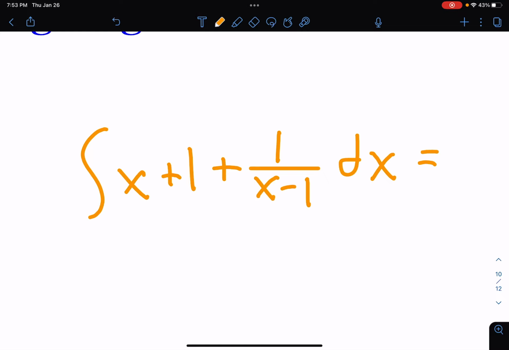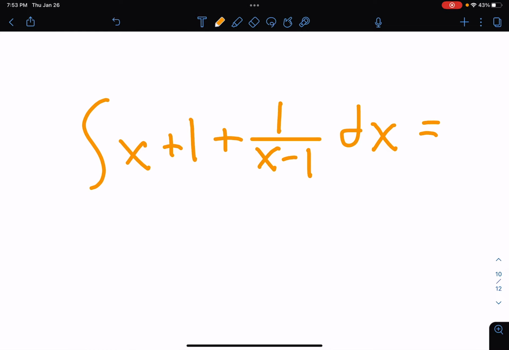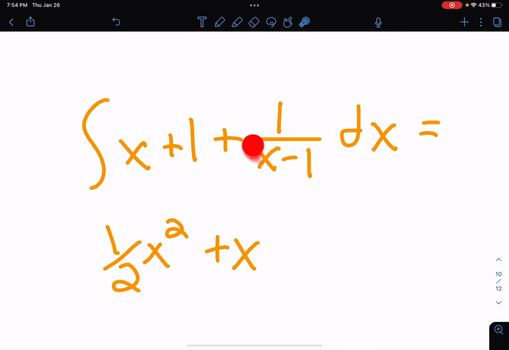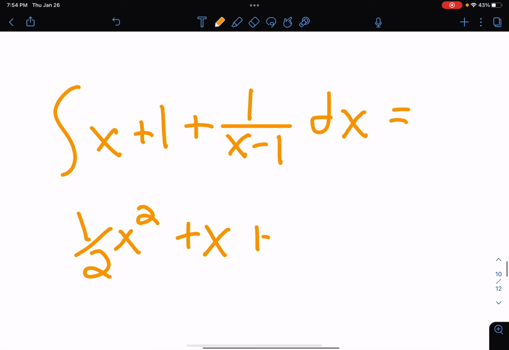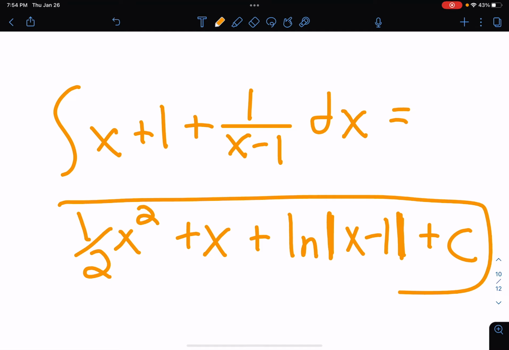Now, this is really nice because for these first two terms with your quotient, it's just straight up power rule. So we're going to get 1/2 x squared plus x. And now 1 over x minus 1, that one's not too bad. We should hopefully remember that that is natural log of absolute value of x minus 1. And then we, of course, throw a plus c at the end.